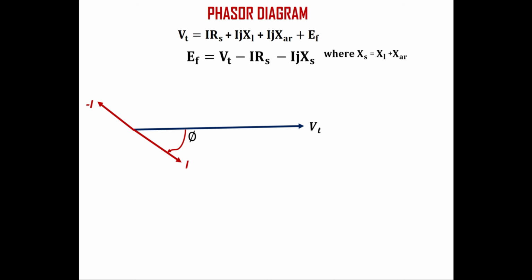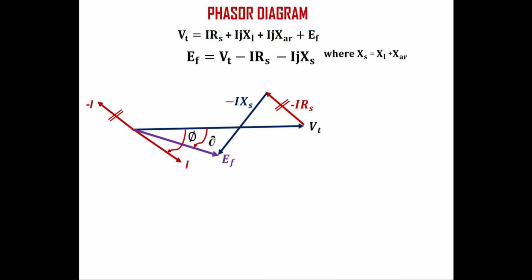Minus I will be drawn 180 degree opposite to I. Then voltage drop minus IRs is added to terminal voltage Vt and it should be parallel to minus I. Minus IXS is added to minus IRs and it leads the current minus I by 90 degree. Finally, the addition of Vt minus IRs minus IXS is equal to EF. The angle between Vt and EF is delta, known as power angle or torque angle or load angle, which plays an important role in power transfer and in the stability of synchronous motor operation. We will discuss this in a later video.